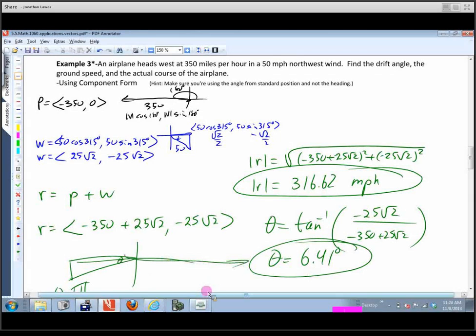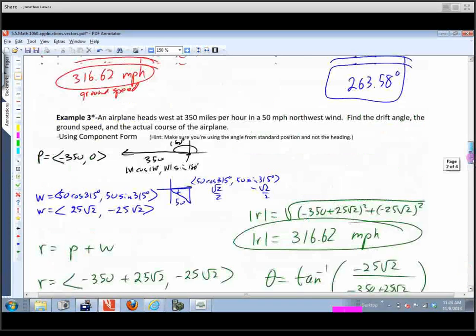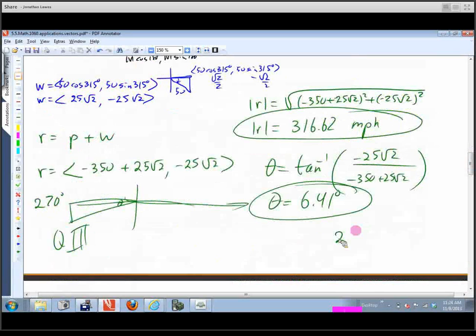If that angle is 6.4, I still need to keep track, just like I did in the previous part, that I was heading at a direction of 270 degrees, and I'm going to subtract that. And what did we end up with before? It's the same angle, so 263.58. Okay, that's our bearing.